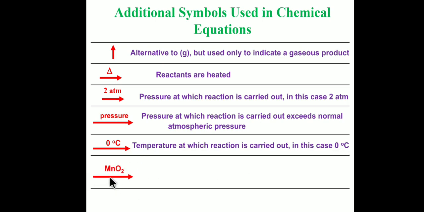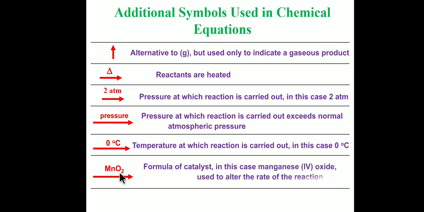Coming to MnO2, upon the arrow mark we represent the catalyst. If any reaction takes place in presence of a catalyst, we have to represent that catalyst above the arrow mark. Here in this case, MnO2, manganese dioxide, is the catalyst. Instead of that, we can also represent many other catalysts, platinum as a catalyst, palladium as a catalyst. This indicates the formula of the catalyst. In this case, manganese dioxide is used to alter the rate of the reaction.